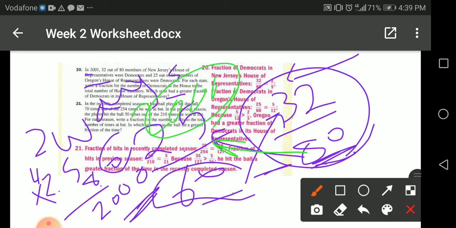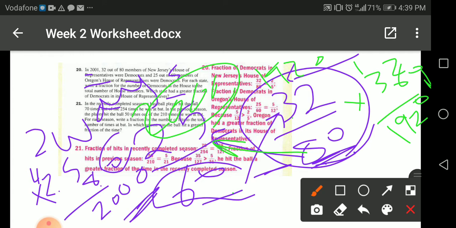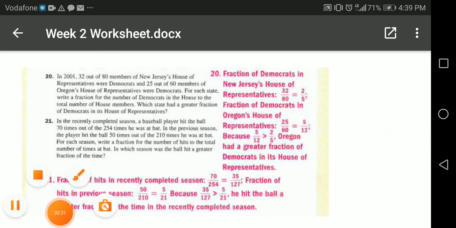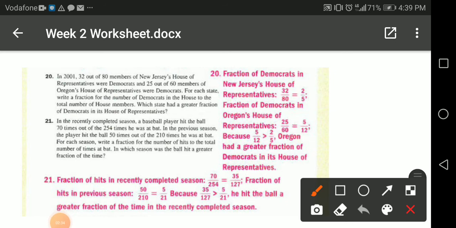What about 60 times 32? 32 times 6: 6 times 2 gives 12, 6 times 3 gives 18, 18 plus 1 is 19, and then we add the 0 of the 60, so I have 1920. We have 1920 and 2000, and 2000 is greater, of course. So the greater is 25 over 60. Which state is it? The state of Oregon's House, 25 out of 60.